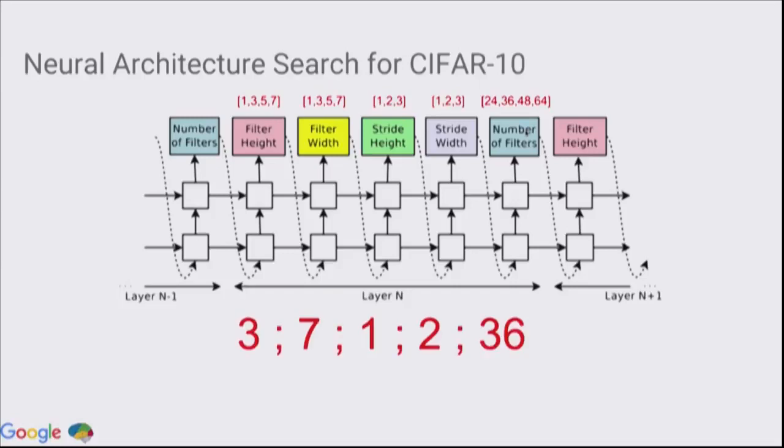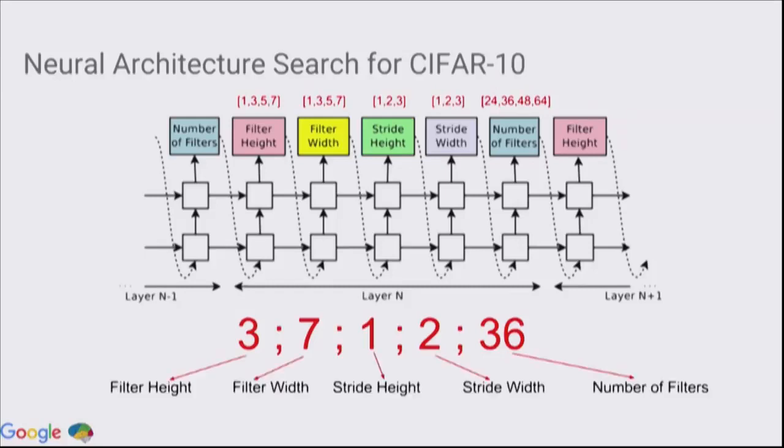For example, if the controller for this particular layer writes down the string 3, 7, 1, 2, and 36, what that means is the filter height is 3, and filter width is 7, stride height is 1, and stride width is 2, and the number of filters is 36. That's basically what the controller should write. And then it will concatenate these strings for a longer network so that you end up with a bigger neural network.